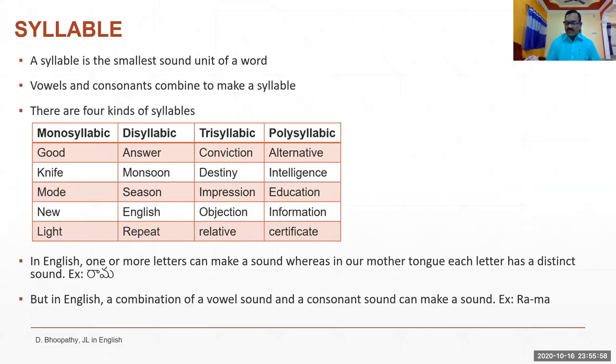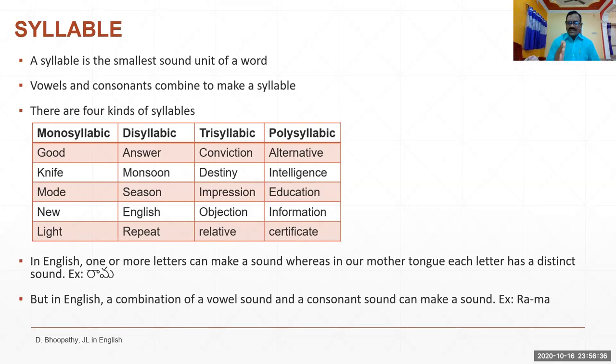Information. There are 4 syllables. As an example, you see, the third syllable is the stressed syllable here. Third syllable is stressed. Information. How do you say the word? Certificate. Certificate has 4 syllables. A single syllable is monosyllabic, 2 syllables is disyllabic, 3 syllables is trisyllabic, and polysyllabic means more than 3.